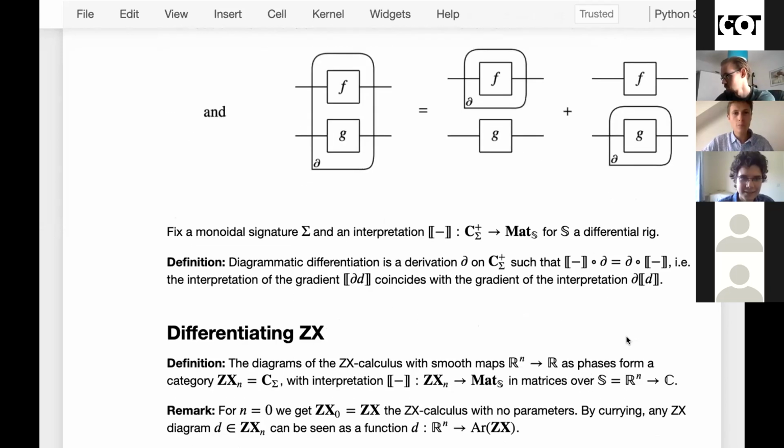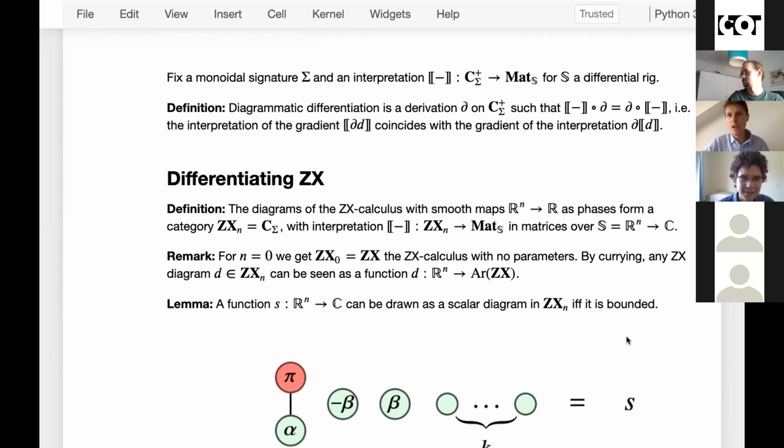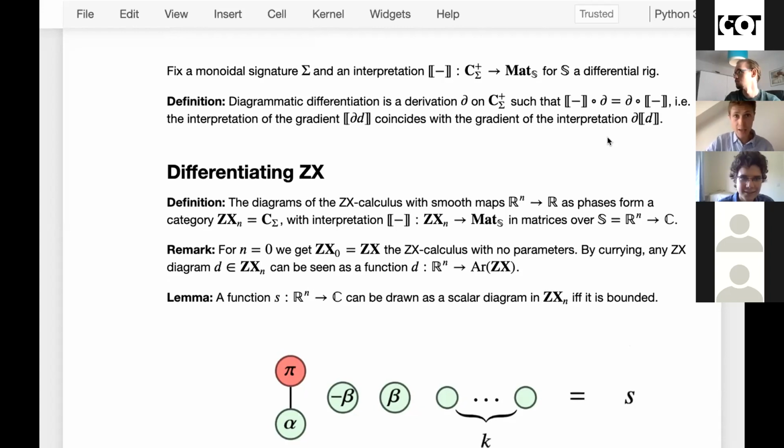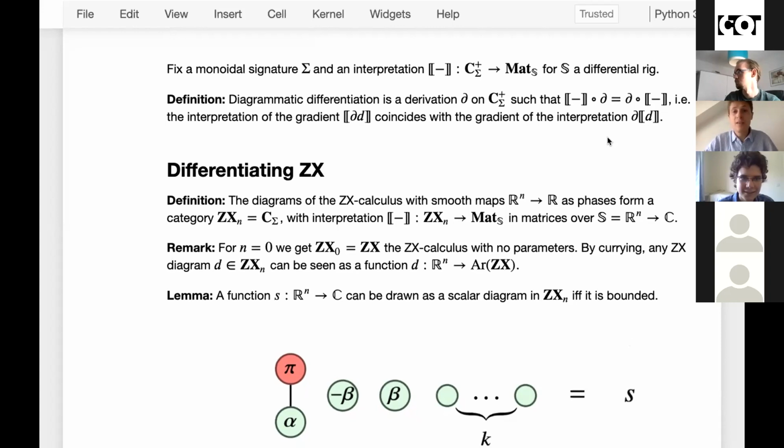So if we fix a monoidal signature and an interpretation for the diagrams, so a functor into Mat S, then we say that we have diagrammatic differentiation if there's a derivation on the diagrams which agrees with the derivation on the matrices. So if we interpret a gradient, we get the gradient of the interpretation. So, okay, let's take ZX, for example. So we need ZX diagrams with parameters. So we're going to take the phases of our ZX diagrams to be smooth maps from R^n to R. So we have n real parameters, and phase in such a diagram will be a function from these n parameters to R.